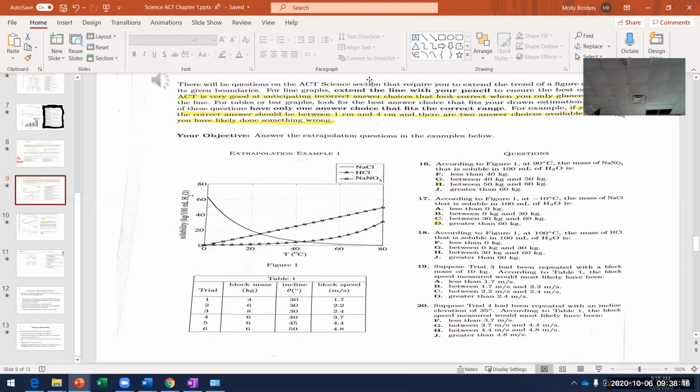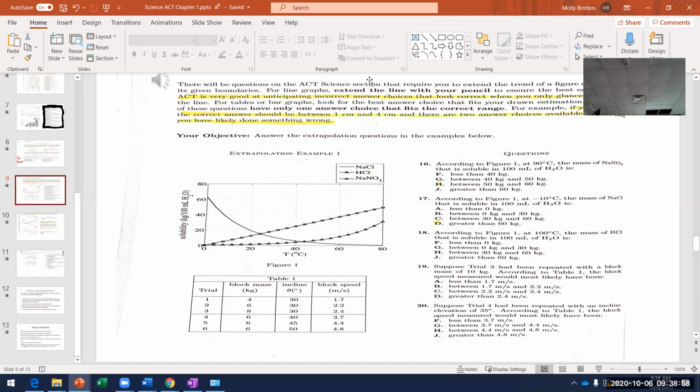All right, look at number 17. According to figure 1, at negative 10 degrees Celsius, the mass of NaCl that is soluble. All right, so NaCl is that solid line, right? And so you need to extrapolate on the left side of your graph to negative 10, right? And then if you go up to that line, what would your answer be? Which one fits? Logan, what did you put for 17? I put D. D is correct. Did everybody get D? Okay.